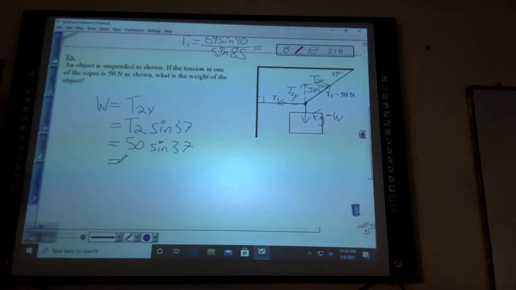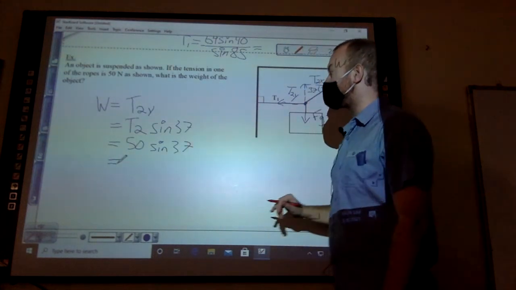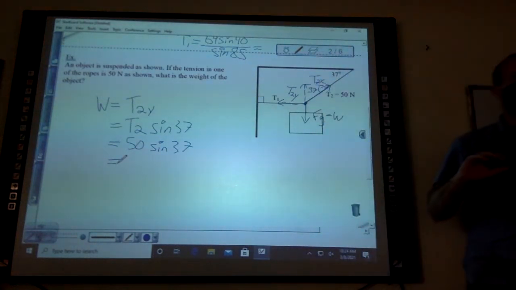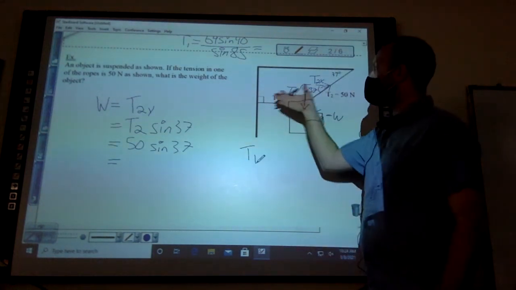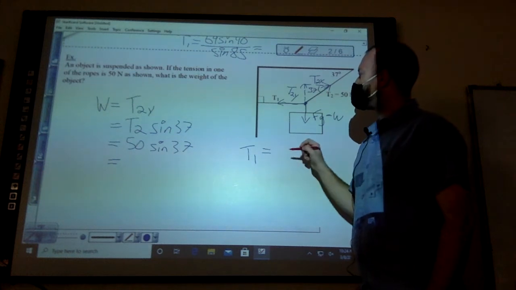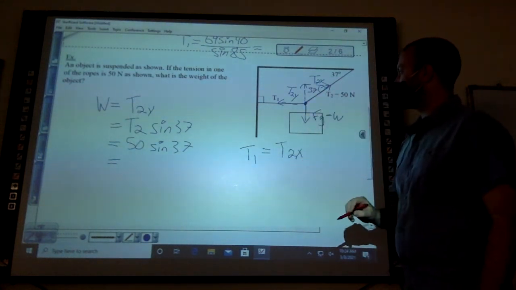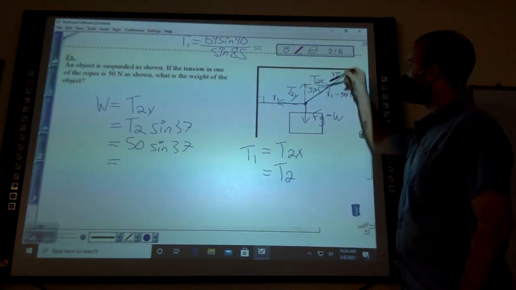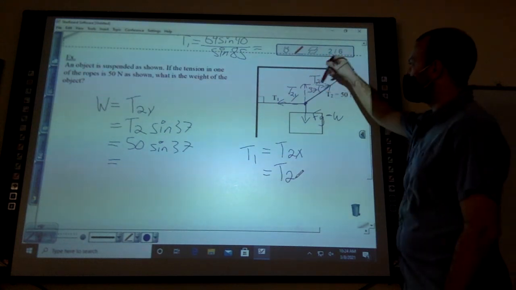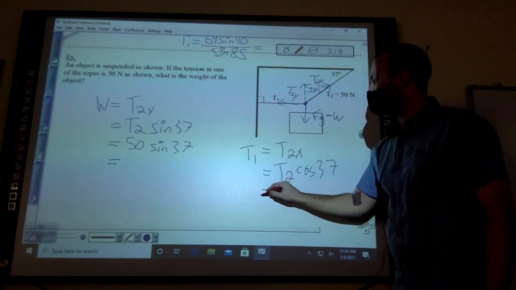If I asked you for T1, this question's done. That gets you your answer. But suppose I asked you for T1 as well, I just look at the x's. So T1, that's purely in the x direction. This is equal to the other force pointing to the right, T2x. Again, I can write this out as T2 cos 37, looking at this right triangle. And there you go. That one's really easy.